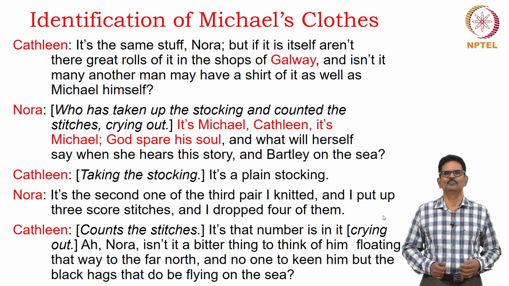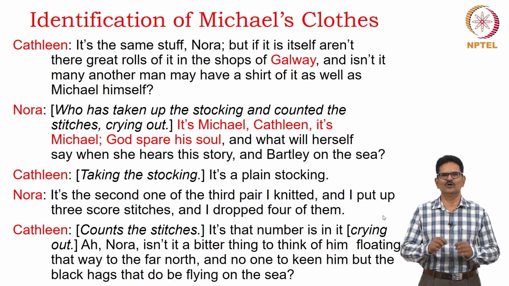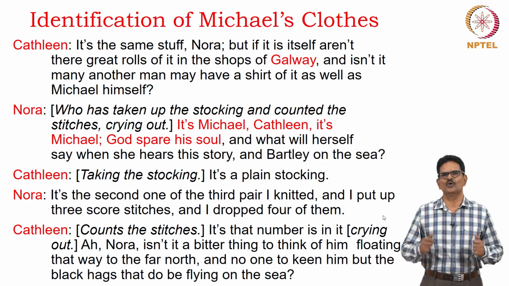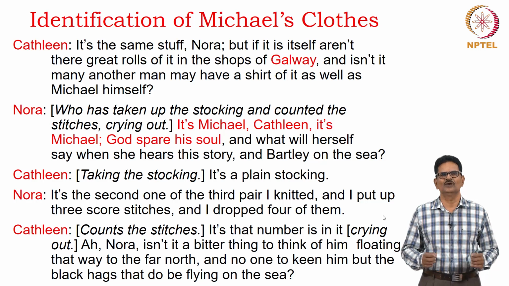Nora, who has taken up the stocking and counted the stitches, cries out. She does some kind of verification by counting the stitches in the clothes. Nora says, "It's Michael, Kathleen, it's Michael, God spare his soul. And what will herself say when she hears his story, and Bartley on the sea?" Bartley has left, and Michael now is confirmed to be dead after counting the number of stitches which Nora has done.